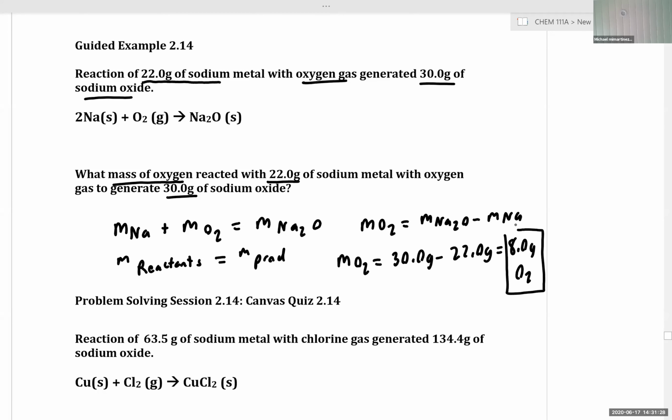Does this logic make sense to everyone? Yes, it's relatively straightforward, yes? Mm-hmm.